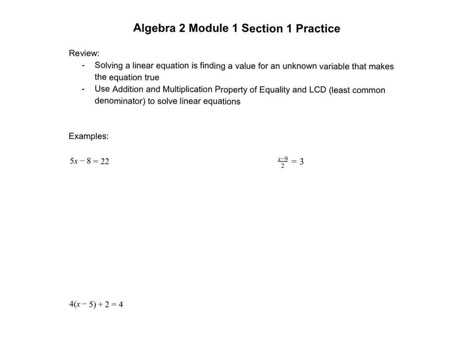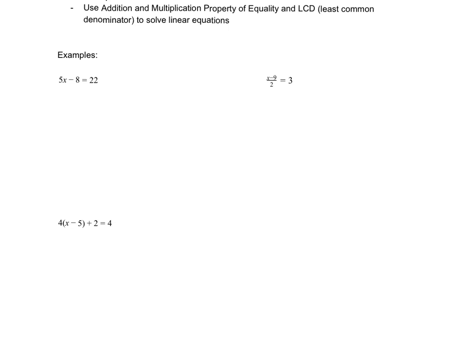So our first example, we want to solve the equation 5x minus 8 equals 22. So basically, we're finding the value of x that makes this equation true. So we want to get the term with our variable by itself. So the first thing we want to do is get rid of this minus 8. So we're going to add it to both sides. So we end up with 5x equals 30. And then to get x by itself, we want to get rid of that 5. So we're going to divide both sides by 5. And we're going to end up with x equals 6.